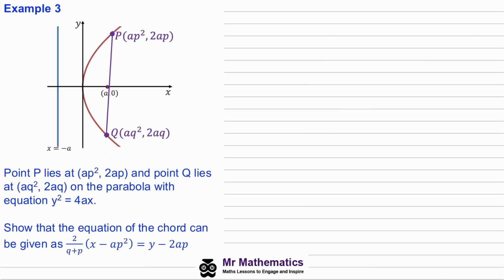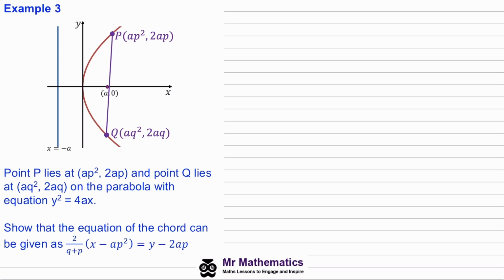So in example 3, we're told that point P lies at the point (ap squared, 2ap), and that point Q lies at the point (aq squared, 2aq). And both of these are on the parabola y squared equals 4ax. We've been asked to show that this is the equation of the chord from P to Q. So again, do you want to try this question yourself? You can pause the video, and when you come back, you can check your working with mine.